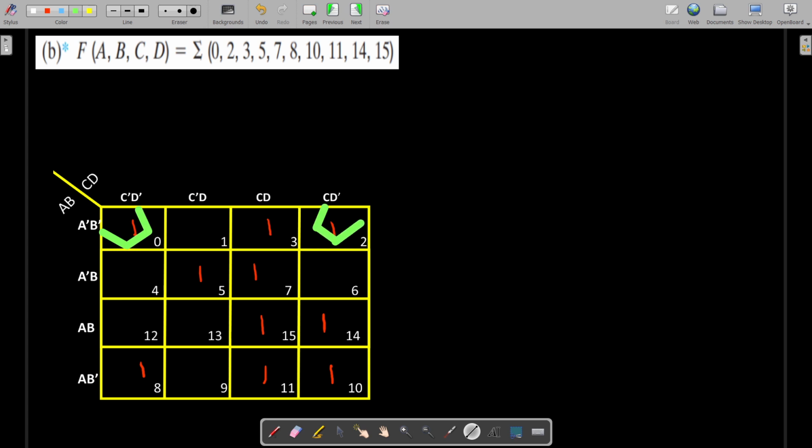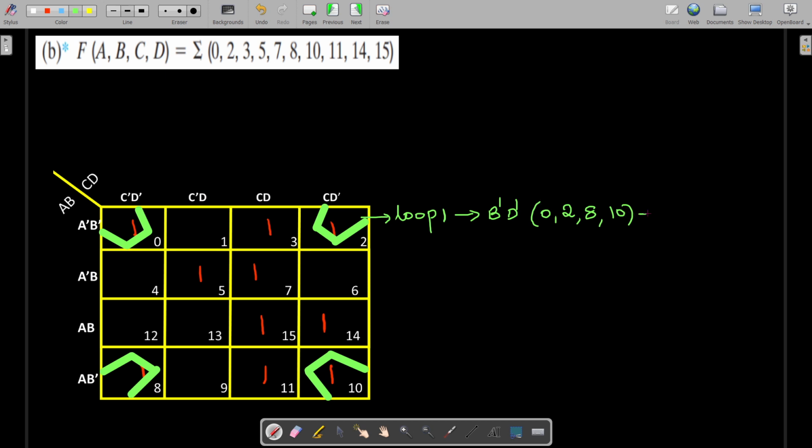They may be combined. So here we have this, this is loop 1. What are all the minterms covered by it and its corresponding expression? The expression for this one is b dash, and column wise it is d dash. And the minterms covered by this particular loop are 0, 2, 8, 10. So this is one prime implicant, PI1.